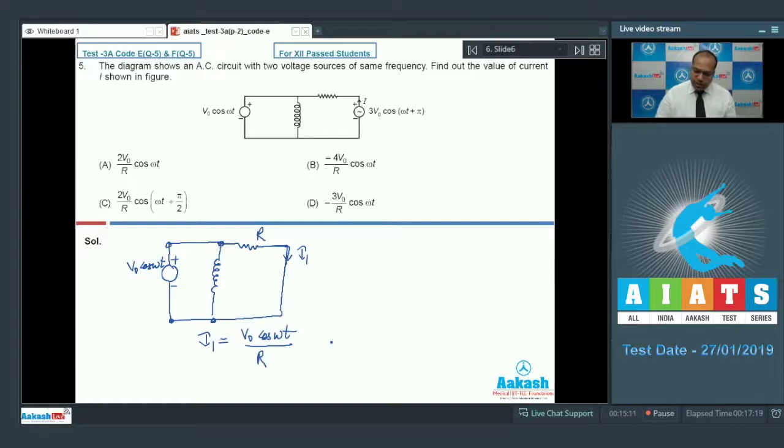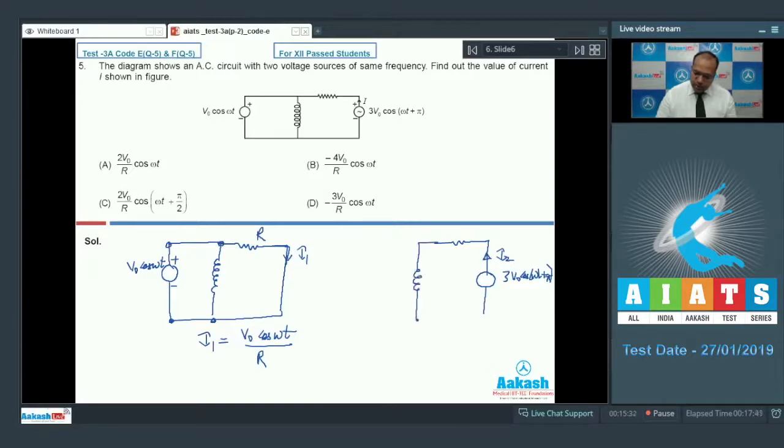Similarly, if I see the circuit in this way, that this is resistor, this is source whose value is 3 V naught cos omega t plus pi, and the direction of current is let I2 in this direction.